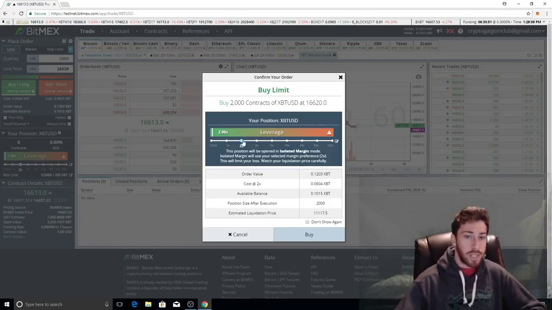As you increase leverage, notice that your liquidation price goes up. That's because we're risking less. As you increase leverage, you have to risk less to trade with 0.12 Bitcoins worth.